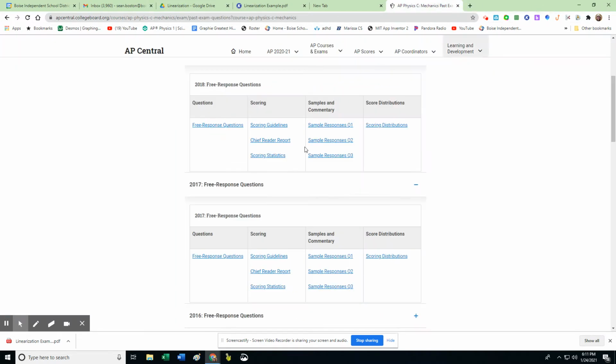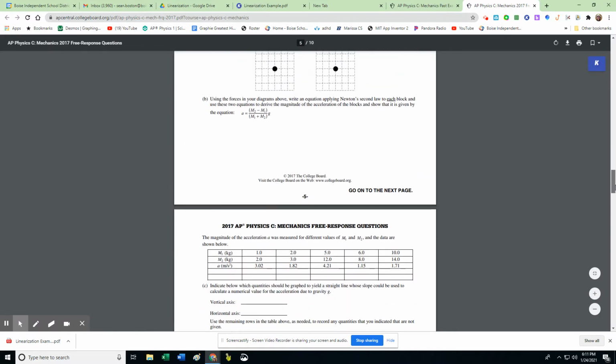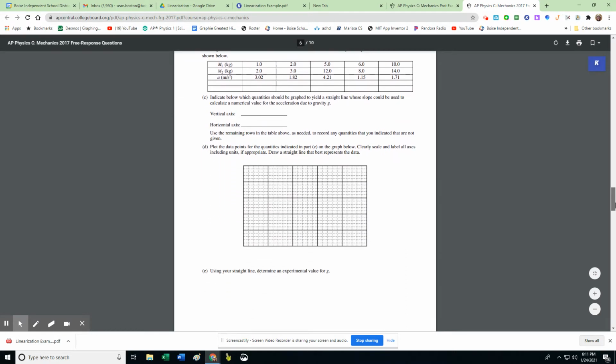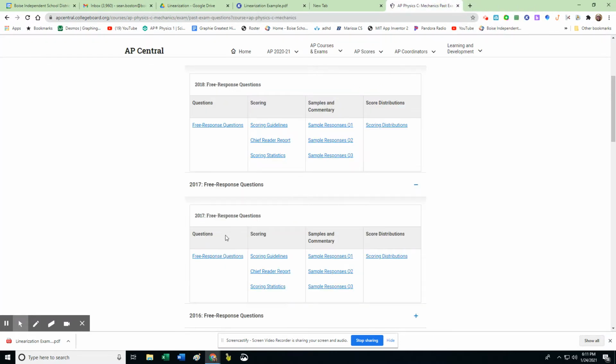Okay, let's go to another one. Let's go down to the very next year. Very common type of question. Oh, I can see it right there. There's the data table that needs to be filled in, and there's the graph. Use your straight line to determine the experimental value for G, and G is one that comes up quite a bit on these. Okay, and let's go down to 2016.